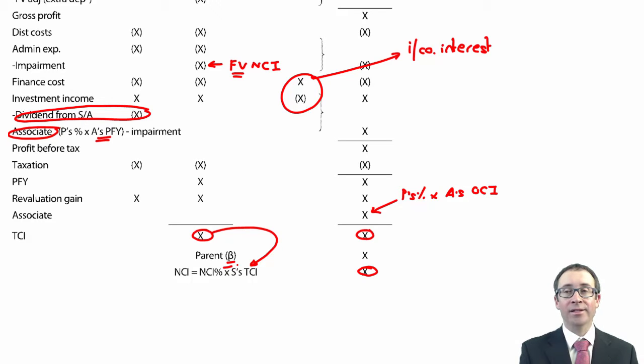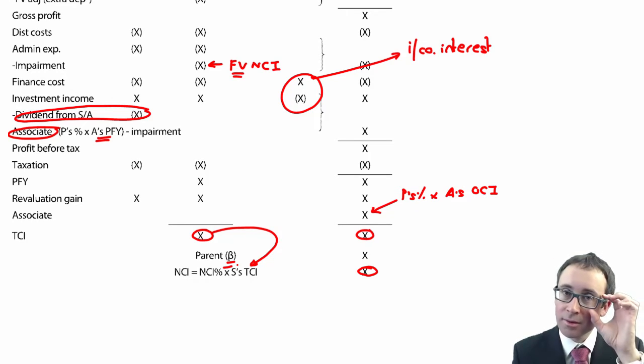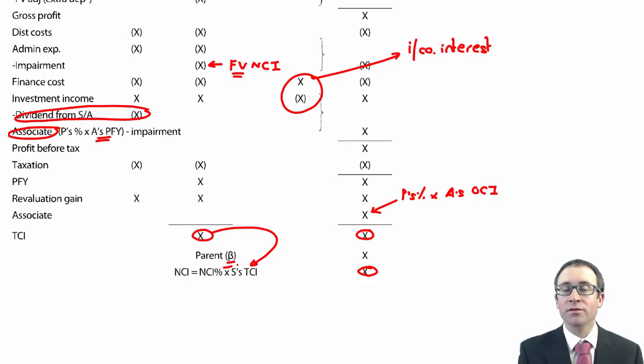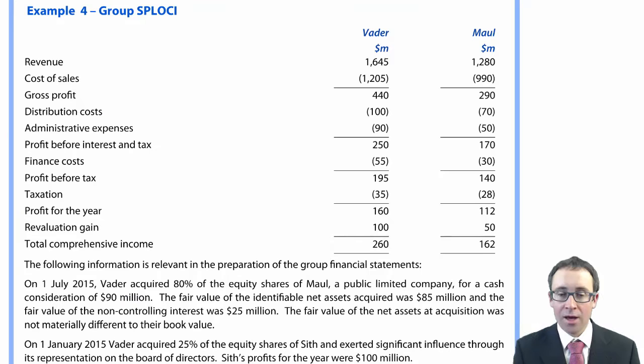Okay, excellent. Everybody happy with that? Sure, positive. Well, let's go through then and have a play around with an example. Okay. So you've got an example there. It's all about the group statement of profit or loss and other comprehensive income.